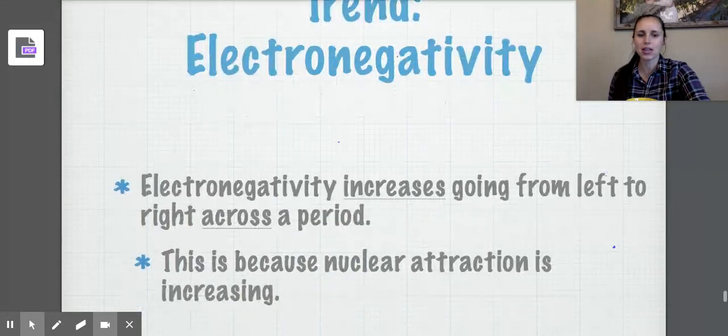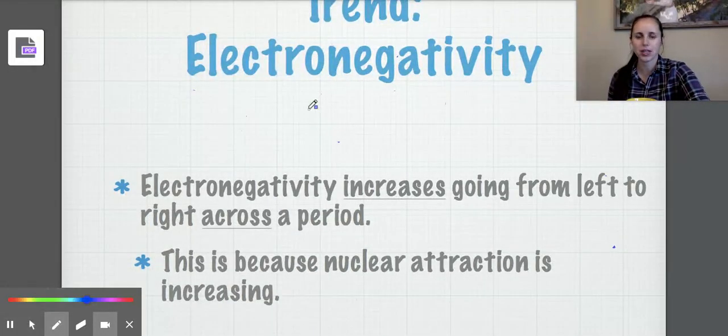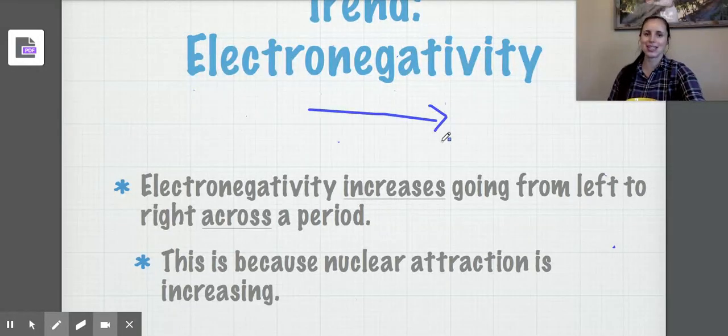So let's take a look at the trend going from left to right. Again, the attraction for electrons is higher here. We have a net nuclear attraction higher on the right and a lower net nuclear attraction on the left. So you would expect that electronegativity would be higher on the right. That means that elements on the right-hand side of the table are going to be much more likely to gain electrons. Well, think about what you know about ions on the periodic table.